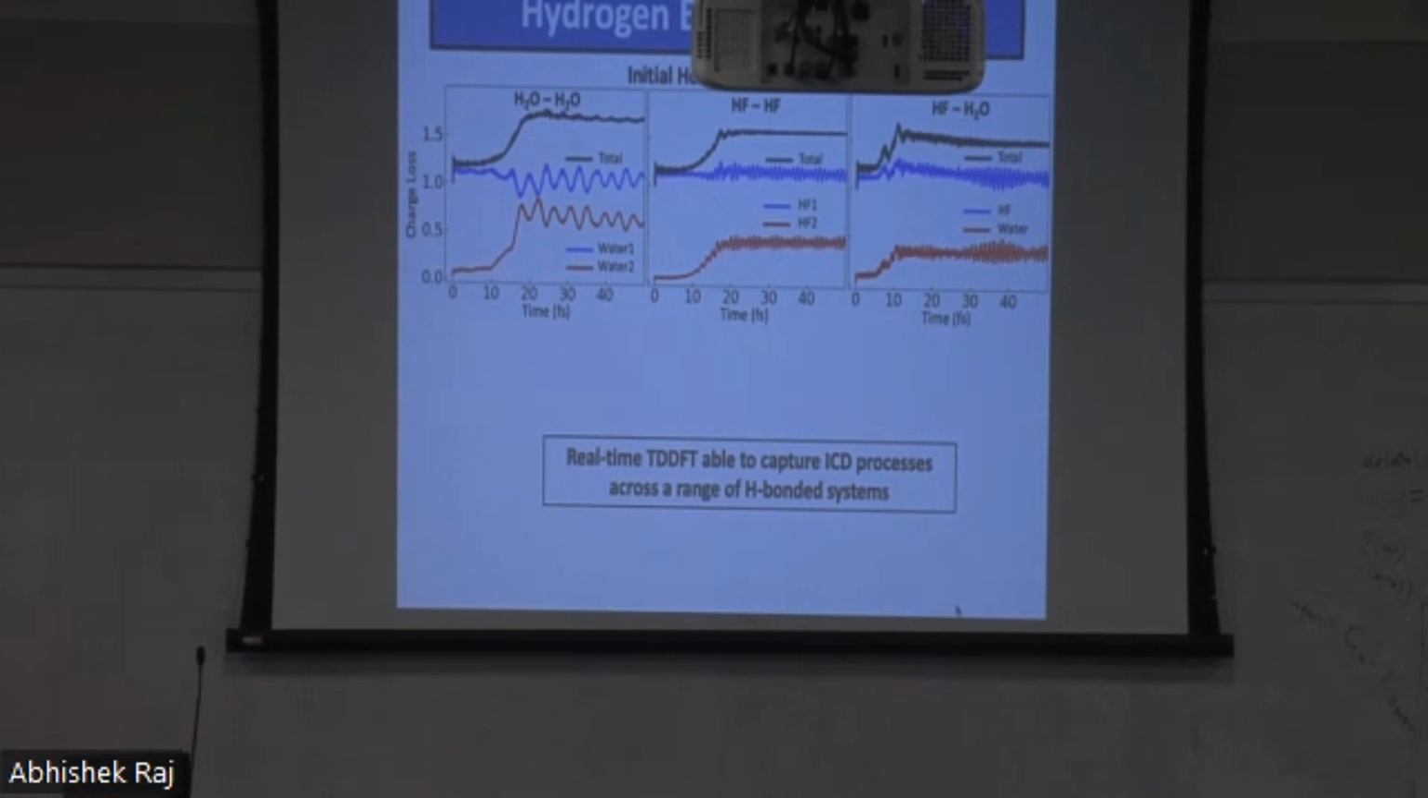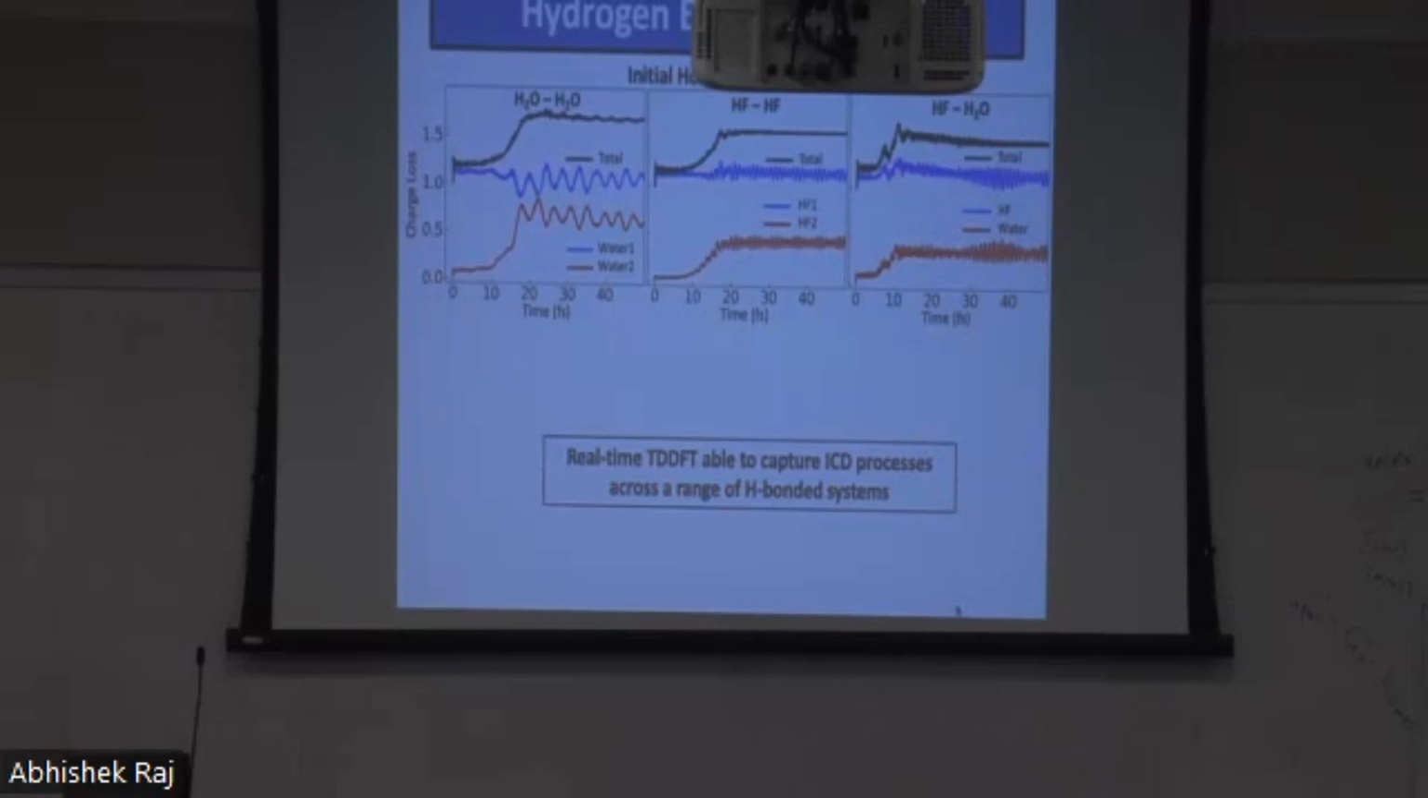Okay, so we've also done this and looked at a variety of different hydrogen bonded systems. Here, this is just a reproduction of the water-water. We've also looked at HF-HF and HF-water. We're effectively seeing the same trends. That's really what I want to show here. Though, Michele, to your point, you can see that the time scales of all of these ICD processes do vary with the nature of the species we're looking at.